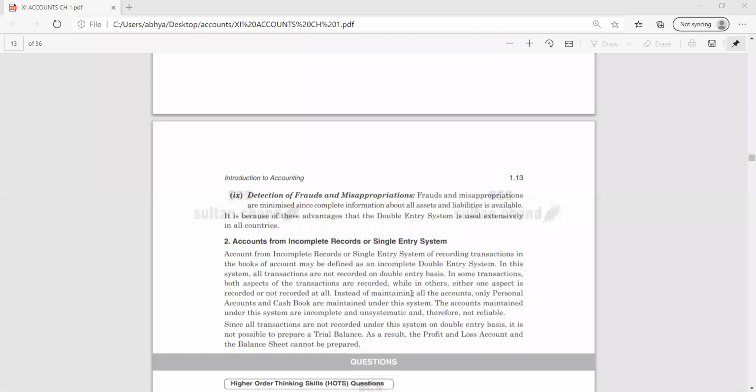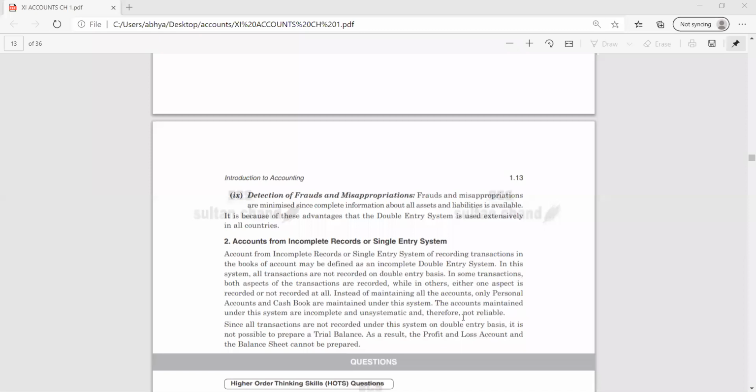So we are not maintaining all the accounts which we have already done in chapter 6. Only the personal accounts are maintained. Personal account means the accounts which have some name, like debtor account, creditor account, proprietor account, and the cash book. And whatever accounts we are maintaining in this system are incomplete and unsystematic.